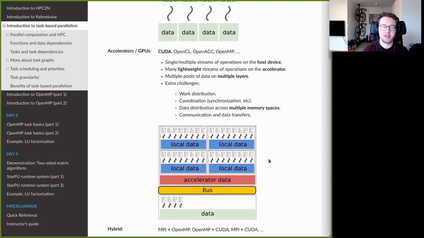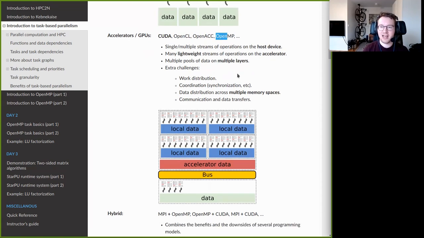Then during the last 10 years, or even longer, GPUs have been a very hot topic. These are accelerators using CUDA, OpenCL, OpenACC, or OpenMP. In this case, you add, again, an additional level of complexity. You have a single or multiple streams of operations on a host, which is highlighted here. So this is the main CPU that you might have already been programming. But in addition to these threads running on the host, you have several lightweight threads running on an accelerator device that operates independently from the host.